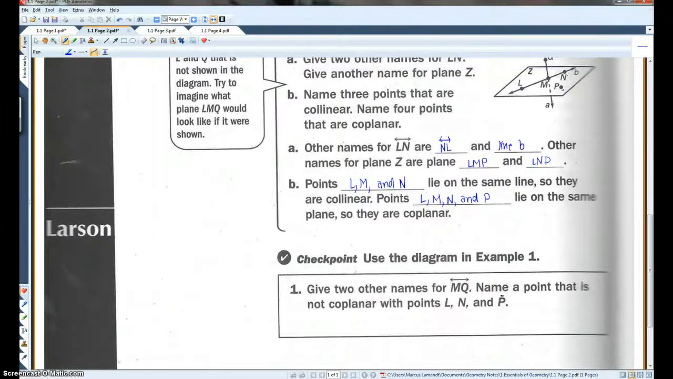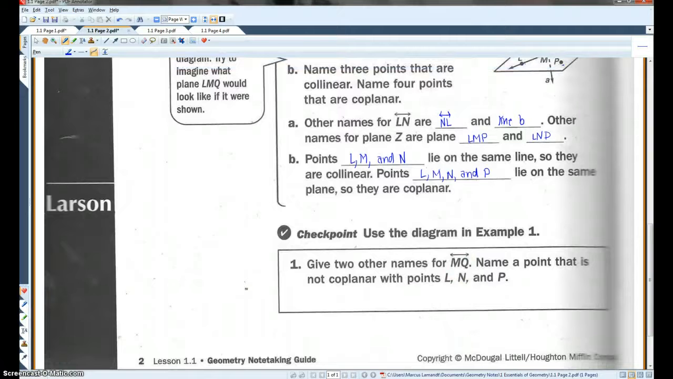Alright, now it's your turn. I'm not going to give you guys this answer. I would like you guys to pause the video here and try to do this one on your own. Okay? Once you think you have your answer, just hit play and we'll go on to page 3.